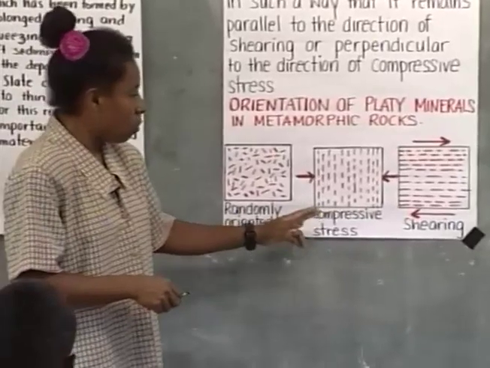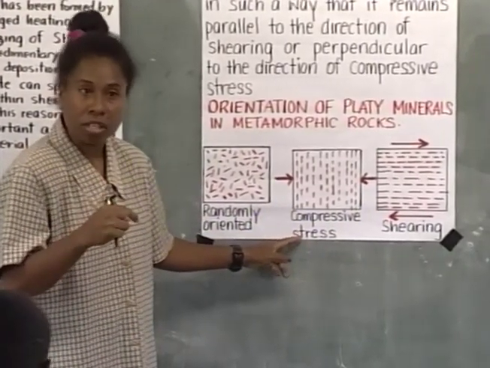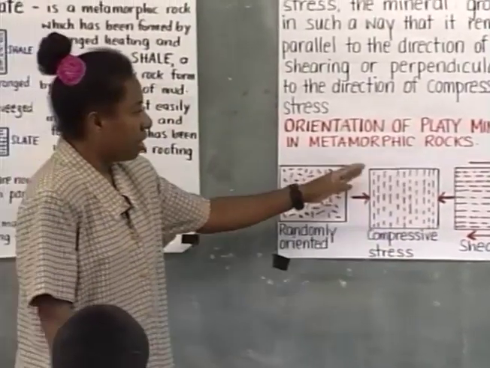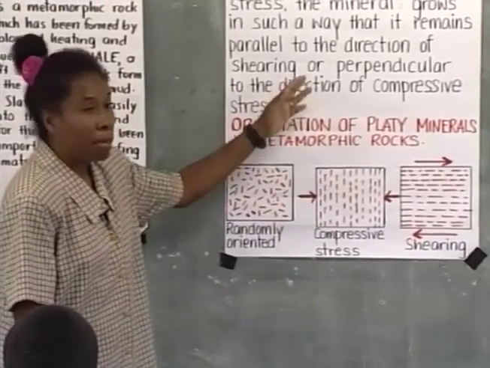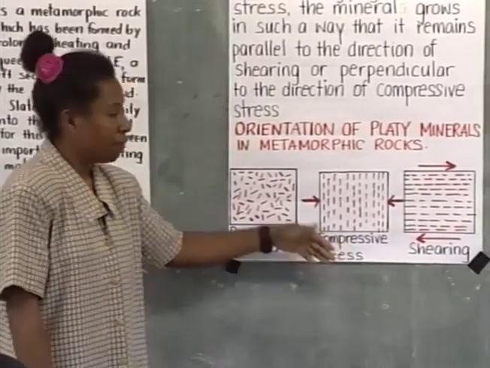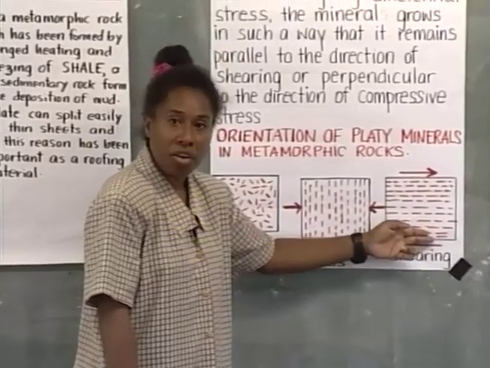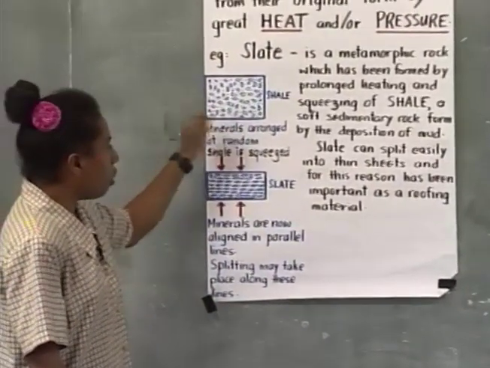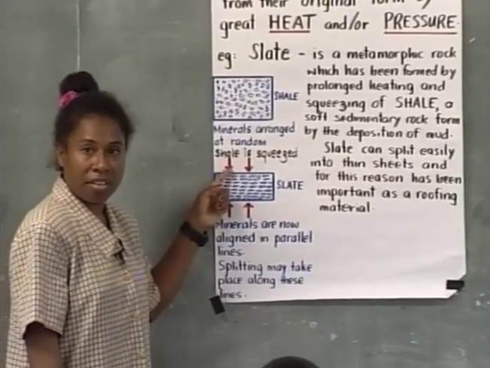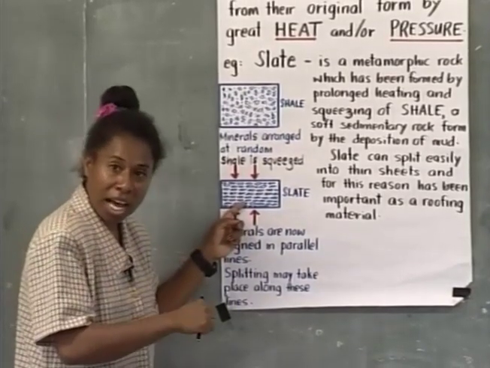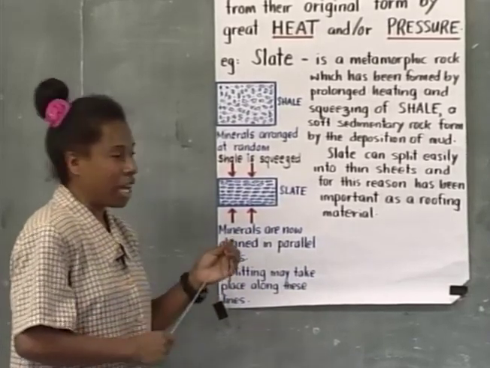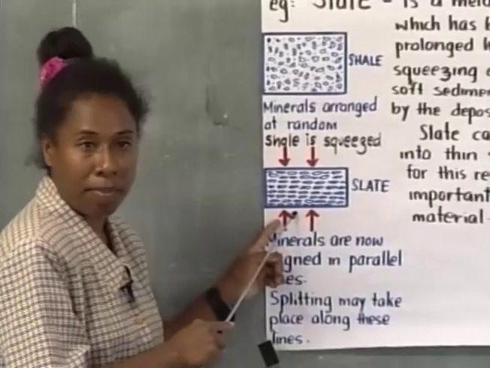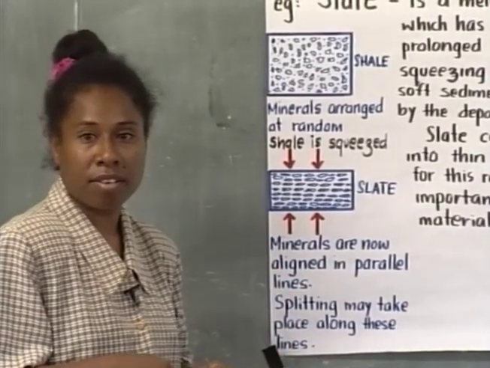The alignment of the minerals will really depend on the type of stress which is applied. If it is compressive, then the minerals will be aligned perpendicular to the force. If the force is shearing, then the minerals will be aligned parallel to the force. And in the example of slate that was given, we note that the force is actually compressive. Therefore, the minerals will have to be perpendicular to the force. So if we look at the way in which those minerals have been aligned, it is definitely perpendicular to the force which has been applied. Not parallel, perpendicular.